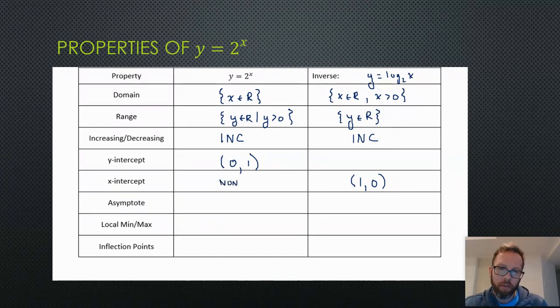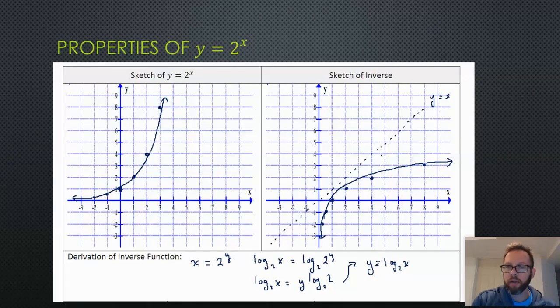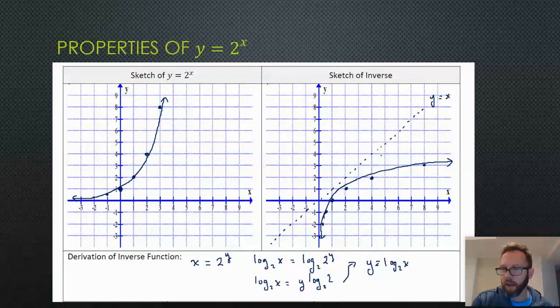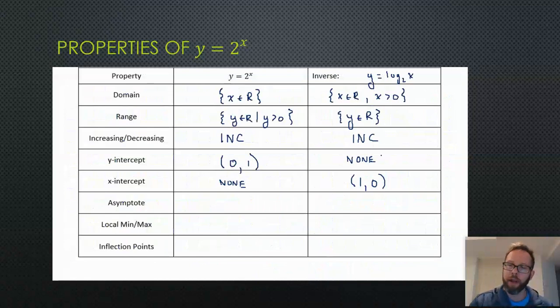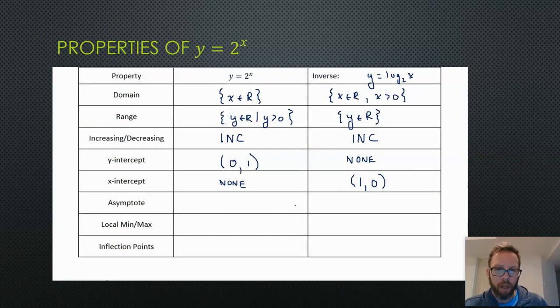There is no x value that makes the y value 0 for the exponential function y equals 2 to the power of x. That means, conversely, there is no y value that gives an x value of 0. You can see from the graph that log base 2 of x has its x-intercept at (1, 0) and has no y-intercept. And of course, all these things are true for any base. We're just using 2.